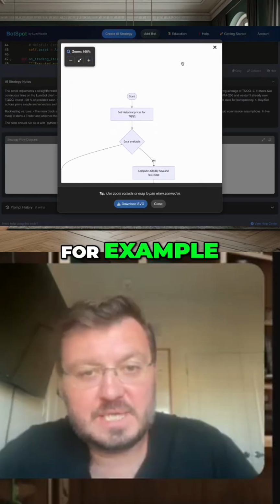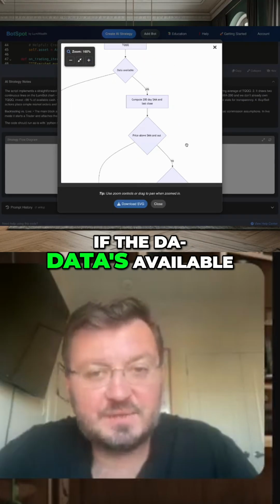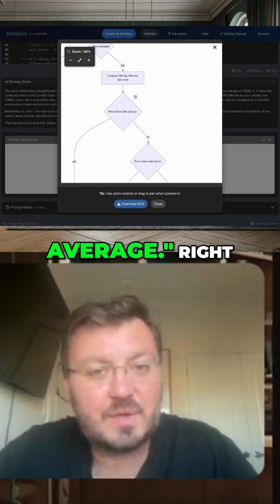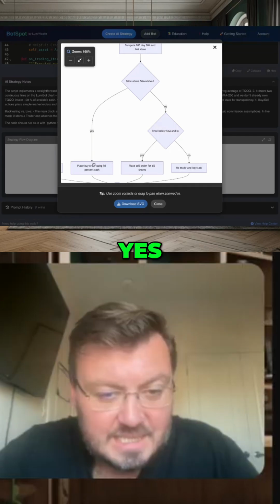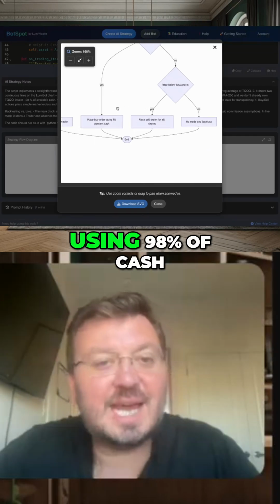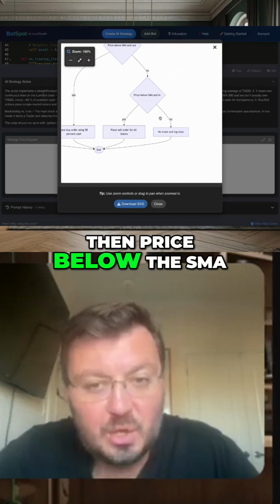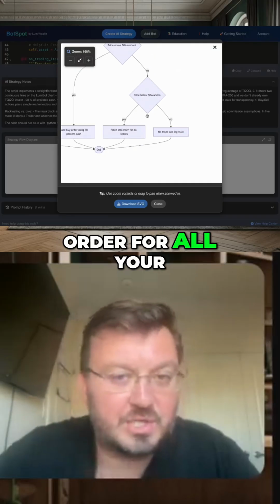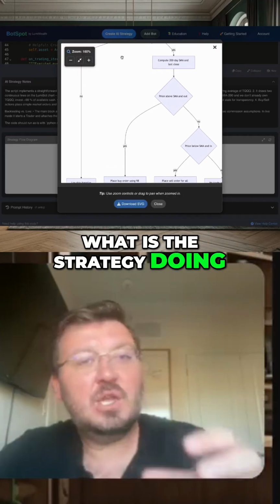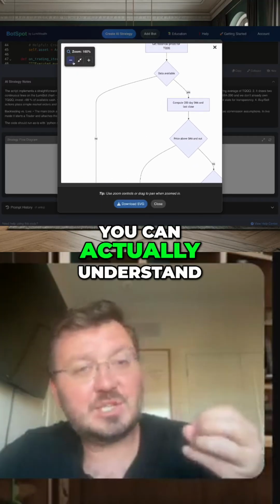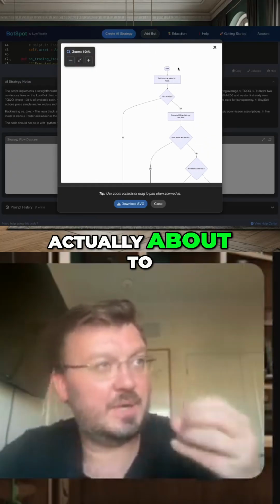So we could go in here, for example, and it says, get the historical prices for TQQQ. If the data is available, compute the 200-day moving average, right? If the price is above the moving average, then place a buy order using 98% of cash. If it's not above the moving average, the price is below the SMA, then place a sell order for all your shares. So you could visually just understand what the strategy is doing. You don't have to go through the code at all. You can understand in visual format what this thing is actually about to run for you.